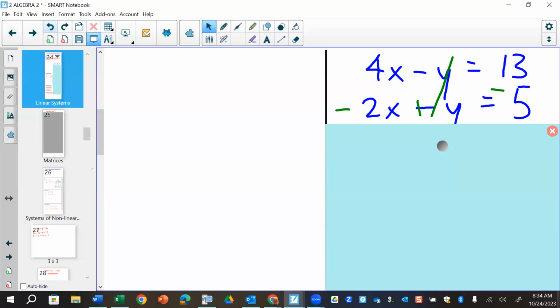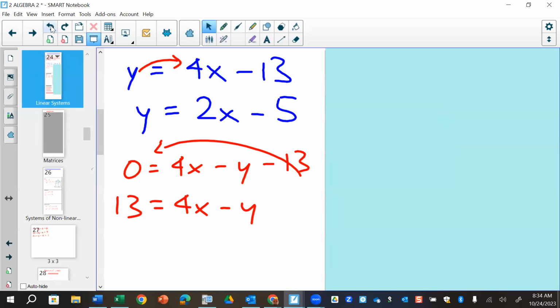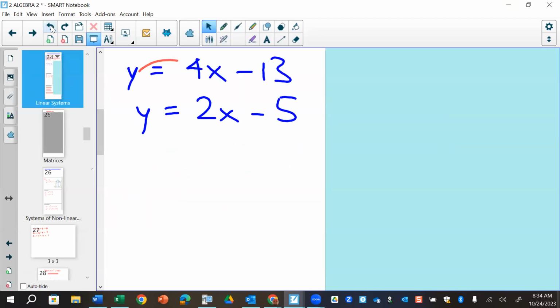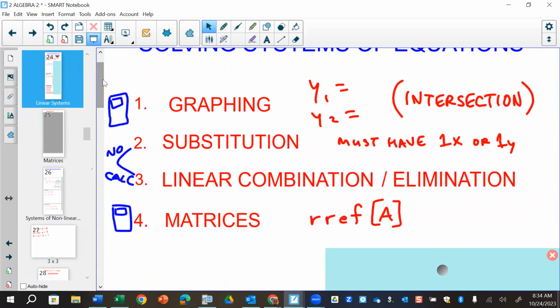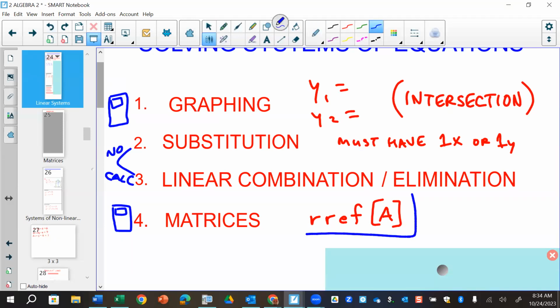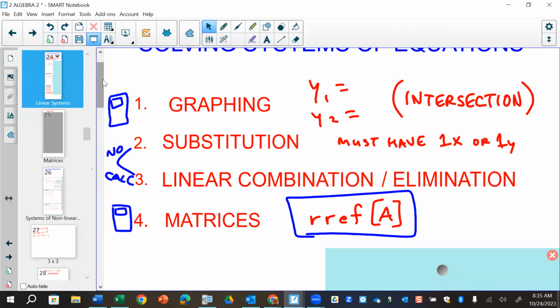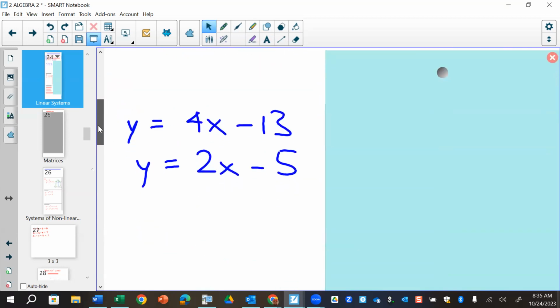All right. Now, the last one. Wake your neighbor. This is the new one. What was method number four? The matrix. Okay. And just to take a look again. Make friends with this. When we get there and I teach you how to do it, it's going to be rref. So to the calculator we go. You might want to rewatch this video of matrix work. But here is how you do it.